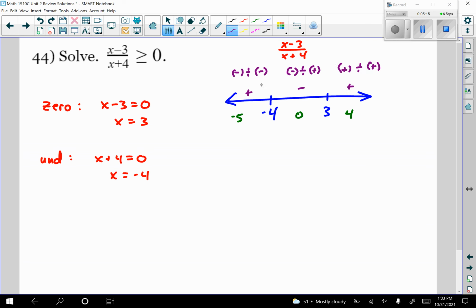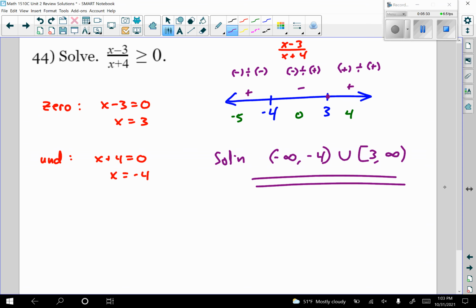So I also need to include where it's 0. It is not 0 here, it's 0 here. So the solution would be from negative infinity to negative 4, but I wouldn't include that. I would include the 3 though, so then from 3 to infinity. That's where this graph would be greater than or equal to 0.